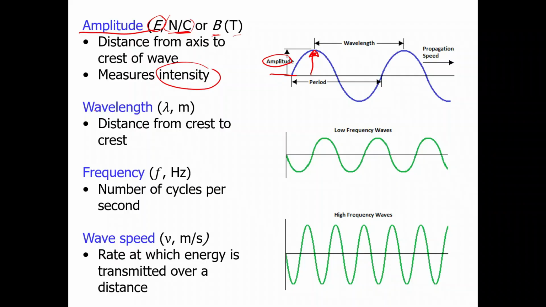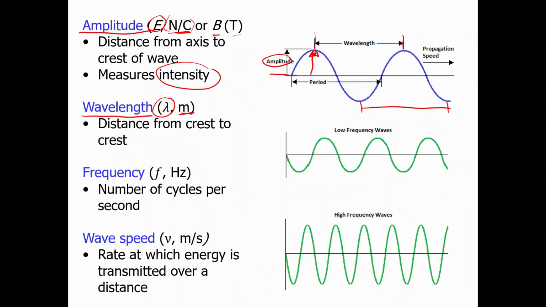So our next value is the wavelength. Wavelength gets the symbol of lambda. That's the Greek lowercase lambda. The units for wavelength are generally measured in meters. And this is going to be the distance from crest to crest or from trough to trough. So that is a spatial distance.